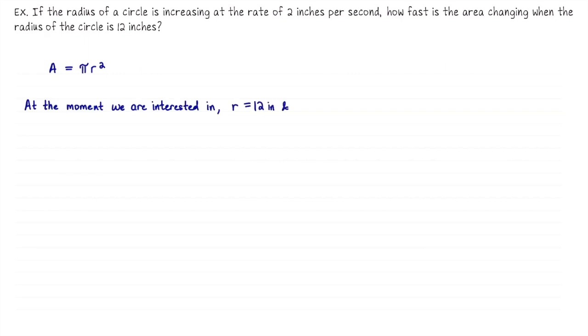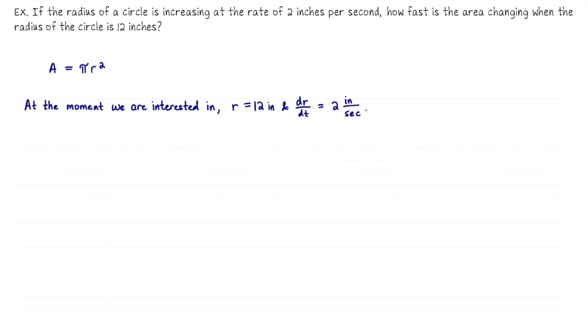Okay, now let's look at some word problems. If the radius of a circle is increasing at the rate of 2 inches per second, how fast is the area of the circle changing when the radius reaches 12 inches? So we identify the formula that is going to be useful for us, and that's area of a circle is pi r squared. And then I typically like to identify what pieces of information we already know. So at the moment we are interested in, the radius is 12 inches, and dr dt, the rate of change of the radius with respect to time, is 2 inches per second.